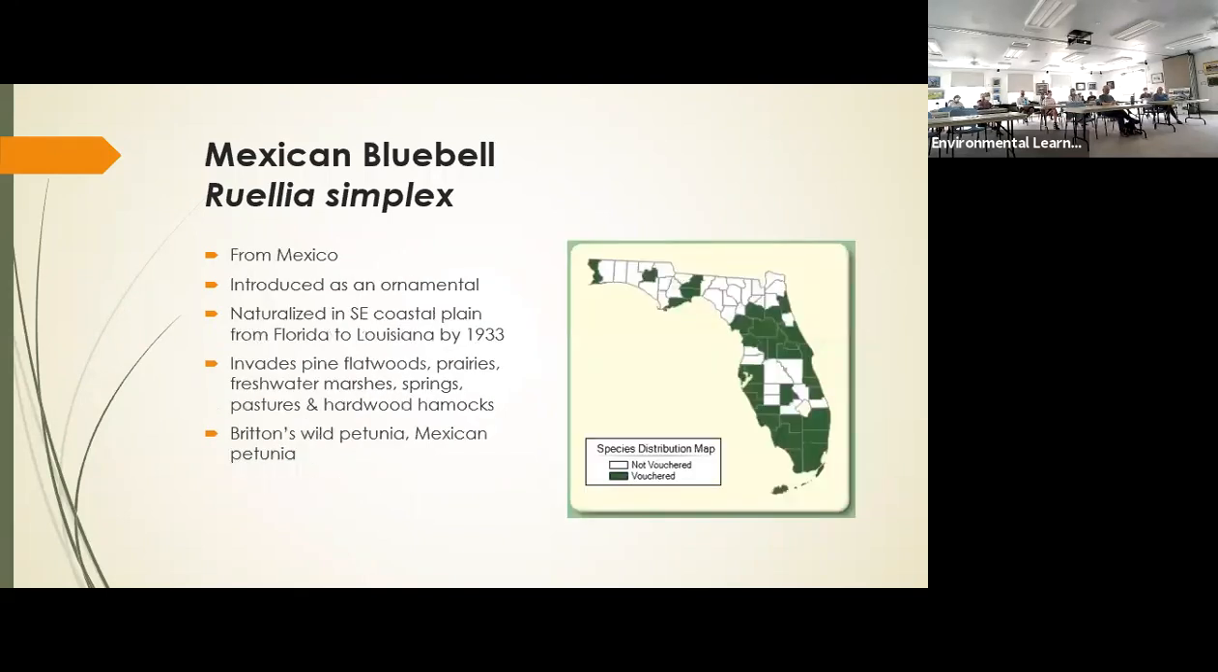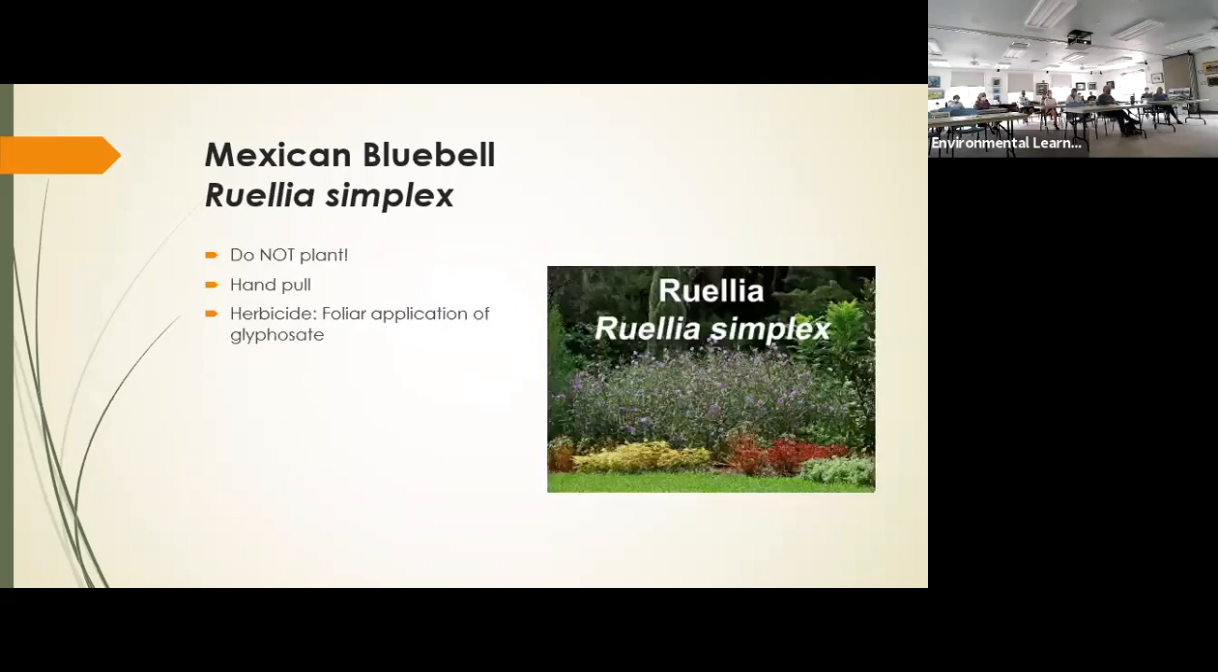Next slide. It's from Mexico. It's been around in the United States since 1933, and it is invading our natural areas. It's category 2 now, but this one is probably going to be category 1 sometime soon in terms of its impact on our natural areas. University of Florida does have some sterile cultivars that are available. They tend to be lower and less rangy in growth habit, and they come in white, pink, and purple if you have to have this plant in your yard. Lots of nice alternatives. Next slide.